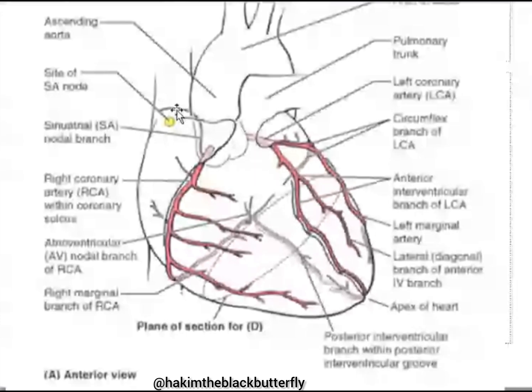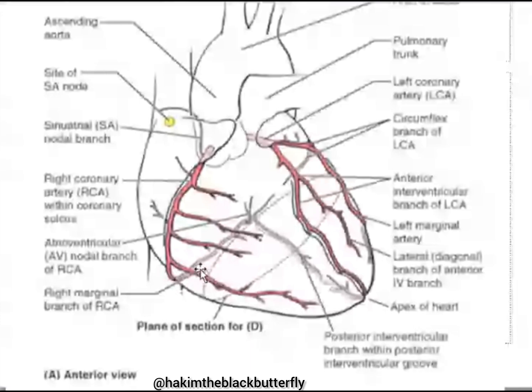As the right coronary artery continues in the atrioventricular groove, it gives off right ventricular branches and right atrial branches. There are very many. We cannot indicate all of them here. And near to the inferior border, it gives off what we call the right marginal artery. This right marginal artery is the largest and runs along the inferior border of the heart.